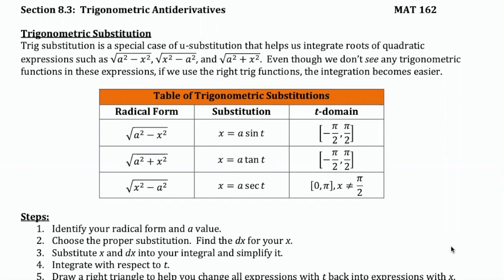This week I've got one more integration technique for you. It's known as trigonometric substitution. This is just a special case of u substitution that helps us integrate roots of quadratic expressions such as those you see there. Even though we don't see any trigonometric functions in these expressions, if we use the right trig functions, the integration actually becomes easier.